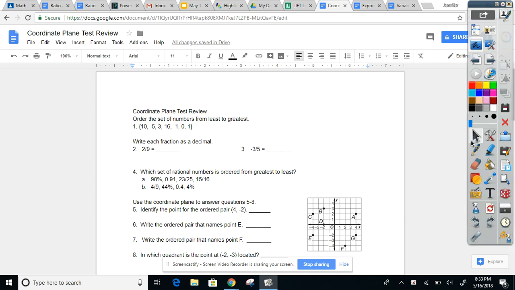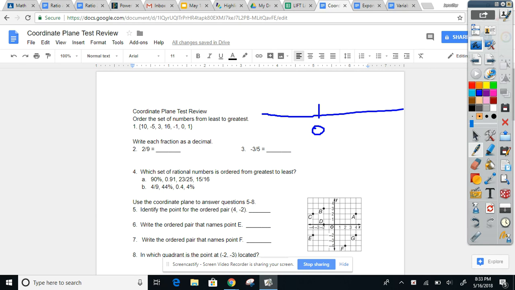Okay, so today we are going to talk about the coordinate plane, and I wanted to get us started with just looking at a basic number line. If we look at number one, it says order the set of numbers from least to greatest. You don't have to draw a number line. I just want you to put them in order from least to greatest. I'm just creating the number line so that you can see.